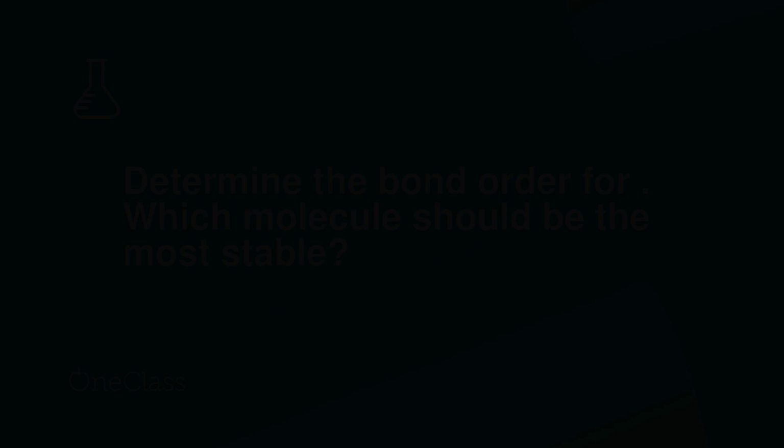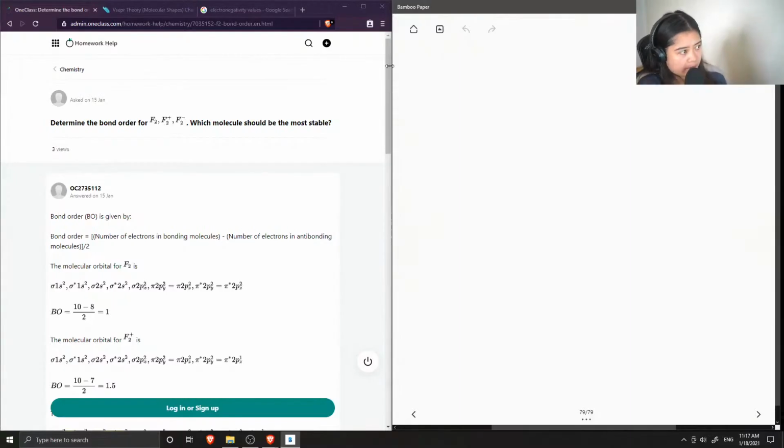Okay, so question number, to determine the bond order for F2, F2 plus, and F2 minus, which molecule should be the most stable?